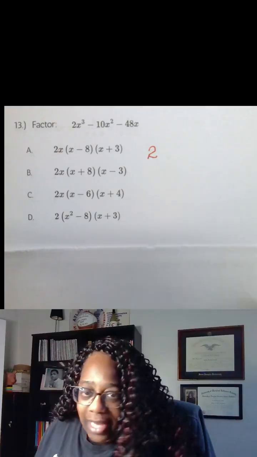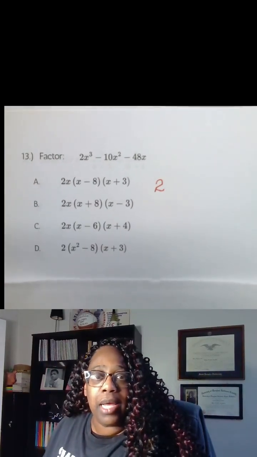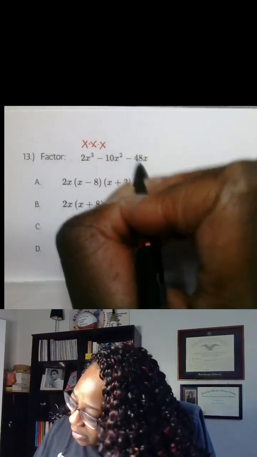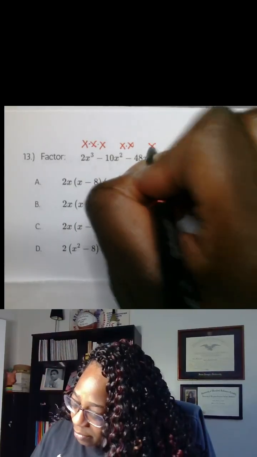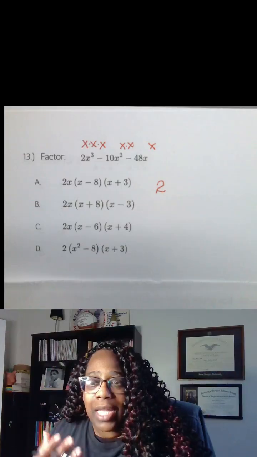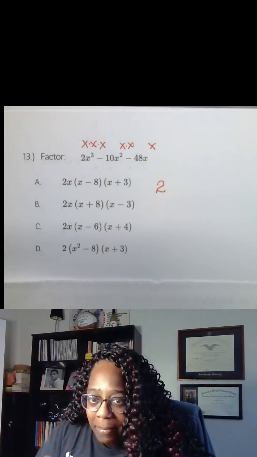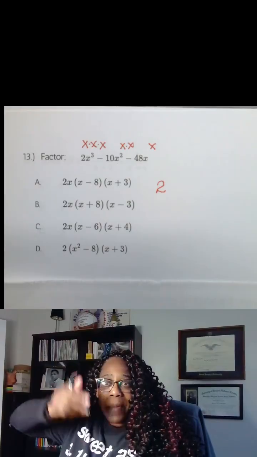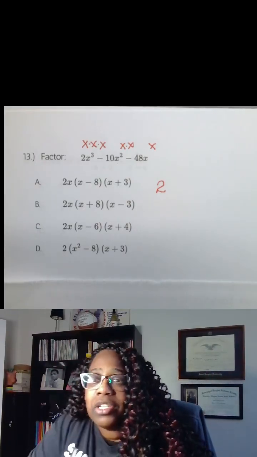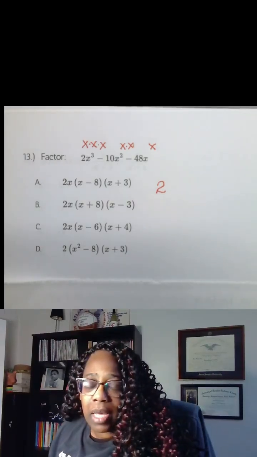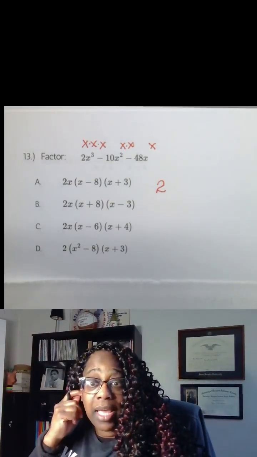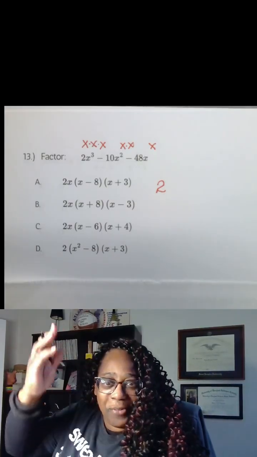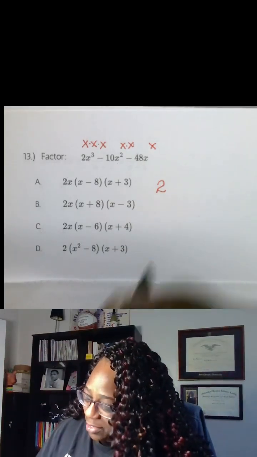This one has x cubed, so this one has 3 x's. This one has 2 x's. And this one has 1 x. How many x's do they have in common? If I line them up, how many do they have in common? Okay, so they all have 1. Whoa, we all have 1.